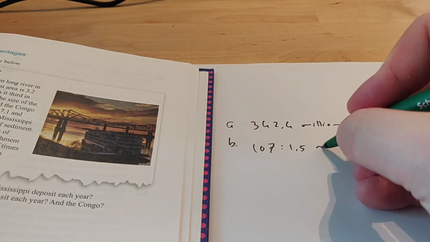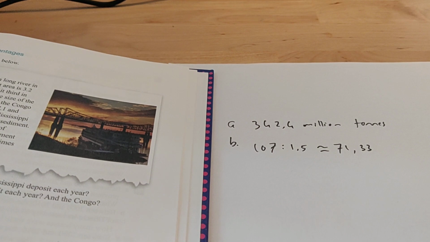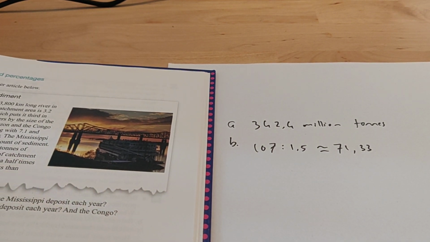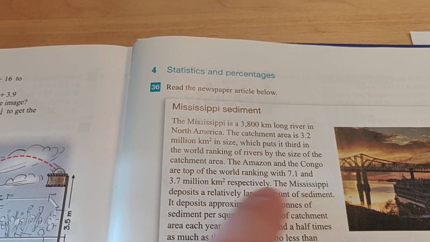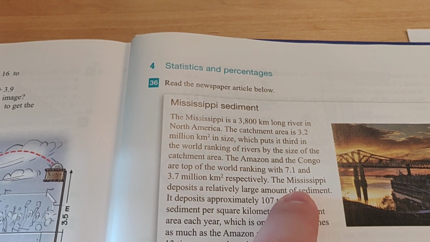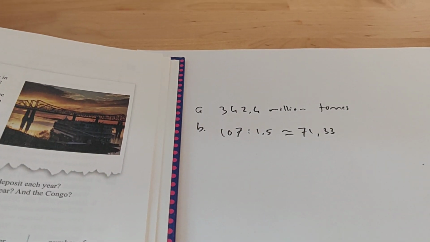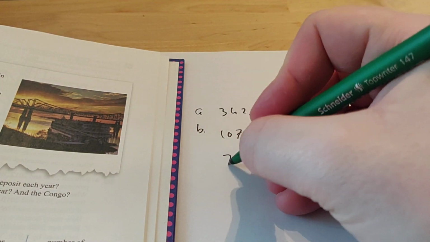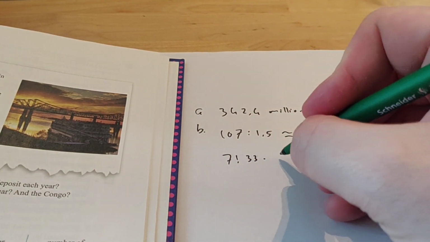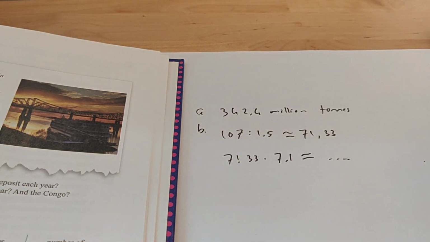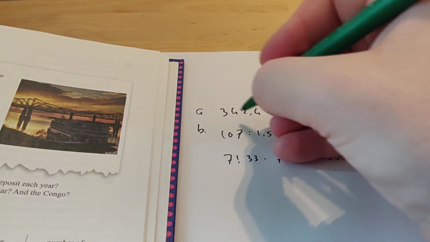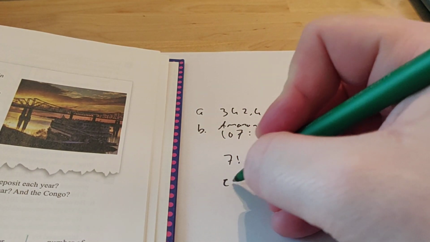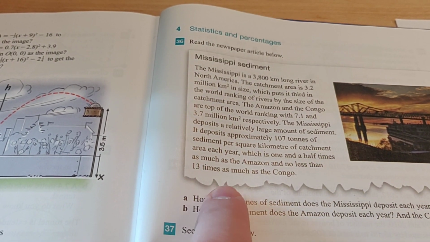So that's 71.33. And then we also need to know what the catchment area is for the Amazon. It says here, the Amazon and the Congo are the top ranking with 7.1 and 3.7 million kilometers respectively. So for the Amazon, we have to multiply this number here with 7.1, and then you have the answer in millions of tons. So million tons. And for the Congo, it says here that the Mississippi does 13 times as much as the Congo.